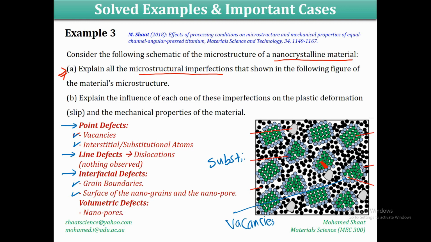But in a nanocrystalline material, we are decreasing the grain size severely to a few nanometers. So the grain boundary expands, extends, and becomes bigger.